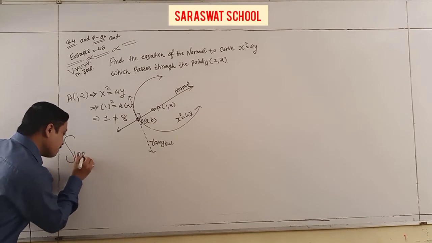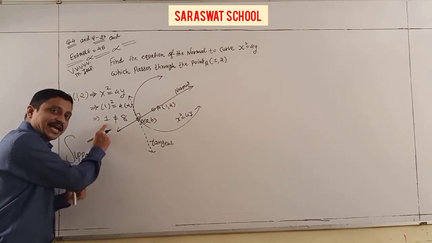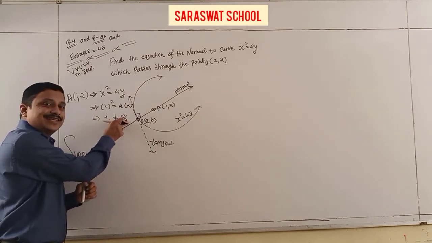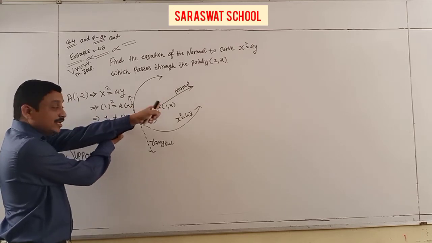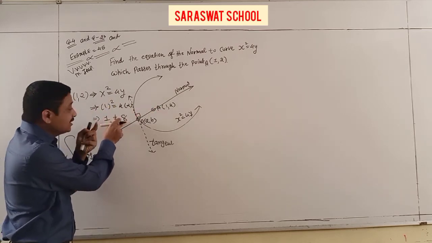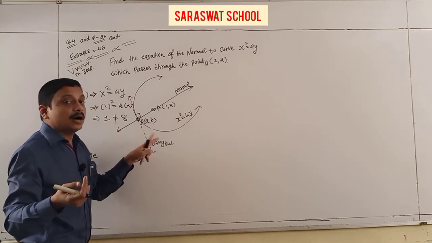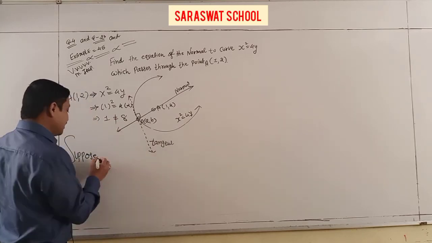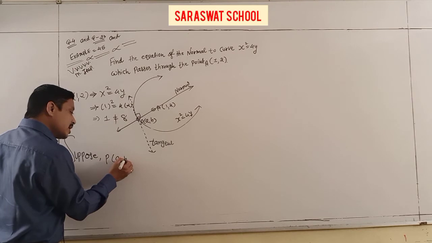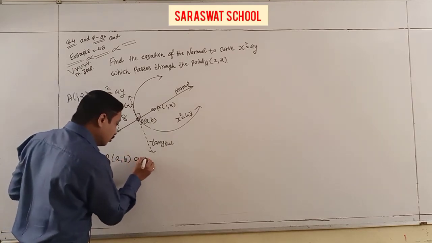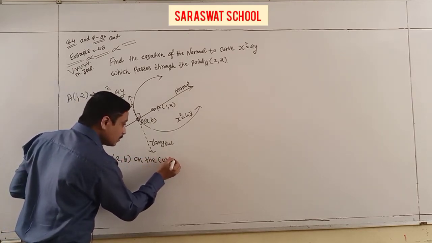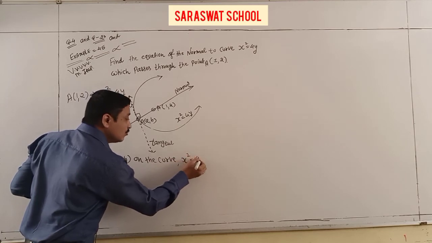Suppose, but first you must check this necessary condition. Yes students, if the value is less than zero, the point is internal; if it equals zero, it is on the curve; and if it is more than zero, it is outside the parabola. Now suppose P(a, b) is on the curve. What is the curve? x square is equal to 4y.